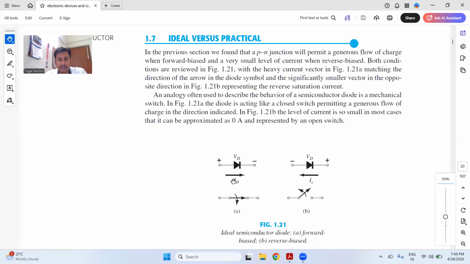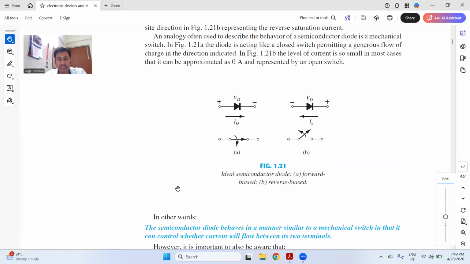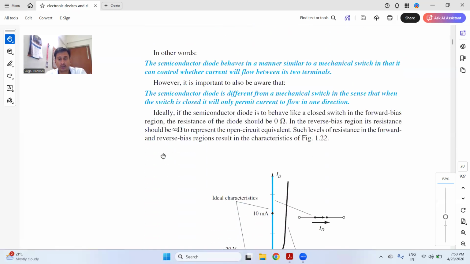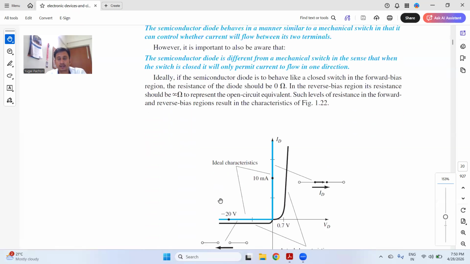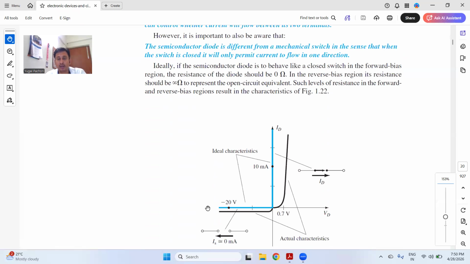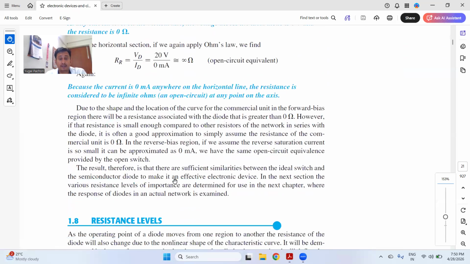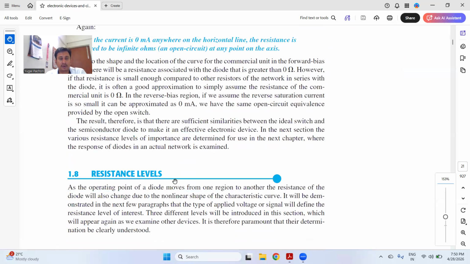So ideally, if the diode is forward biased, it acts as a short circuit. If it is reverse biased, it acts as an open circuit. I already told you in the previous discussion in video number 1 or video number 2. So if the diode is forward biased, ideally it works as a short circuit. If the diode is reverse biased, ideally it works as an open circuit. Ideal characteristics are straight away high and straight away low, and we have the different resistance levels.